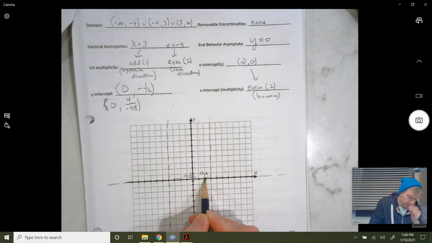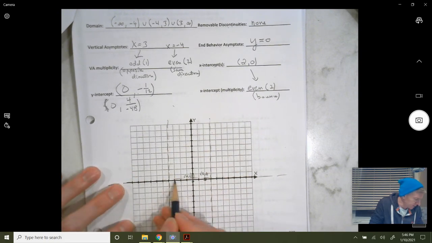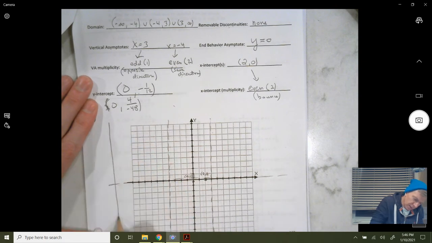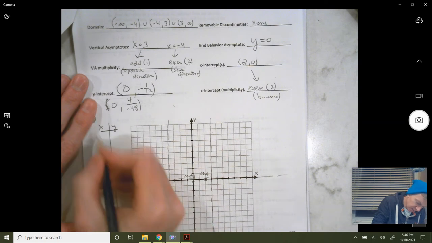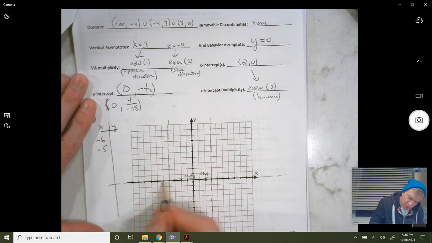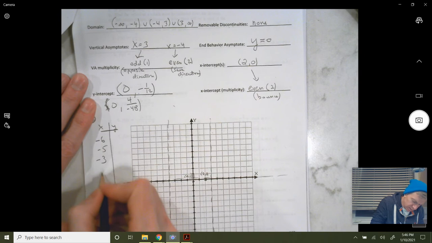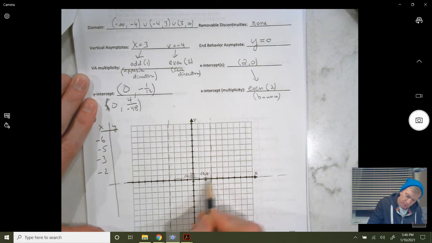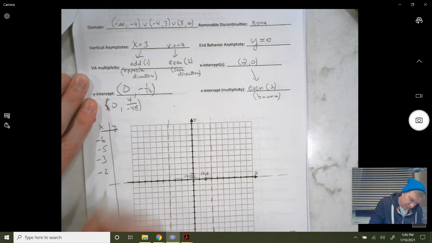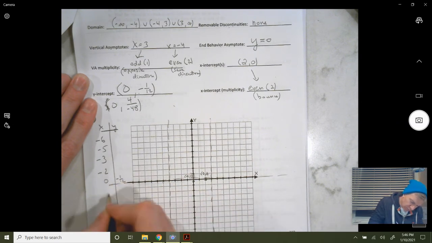Now we're going to pick some values to the left and to the right of these asymptotes. So let's make a table of values. Moving left of negative 4, let's say negative 6, negative 5, and then negative 4, negative 3, and negative 2. Then we'll pick a couple to the right: 1, 2, 3, 4, and 5. We know our 0, we've got negative 1/12. Let's do 4 and 5.